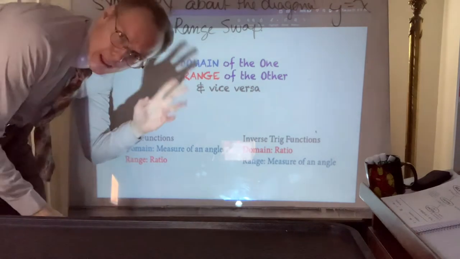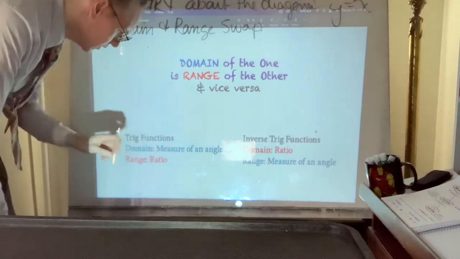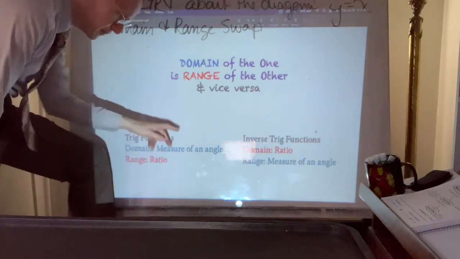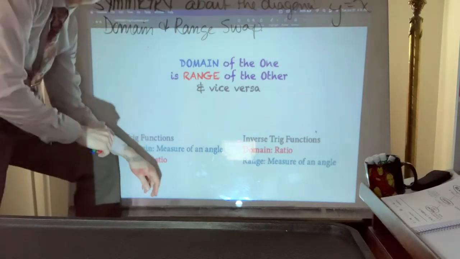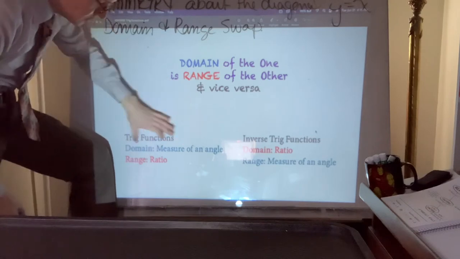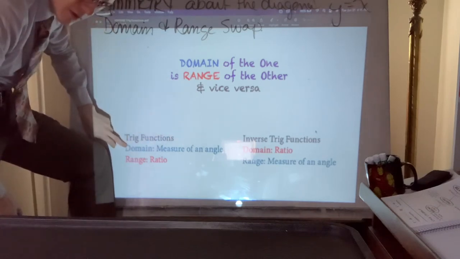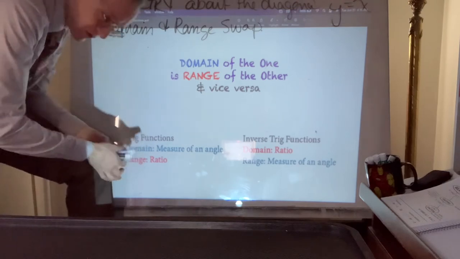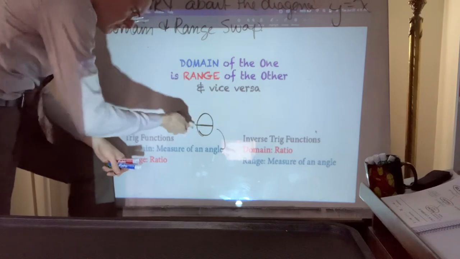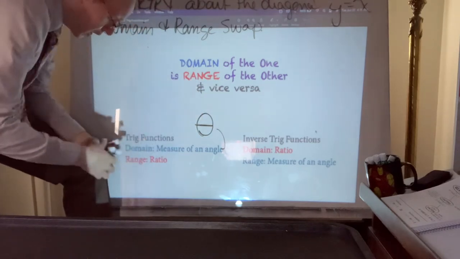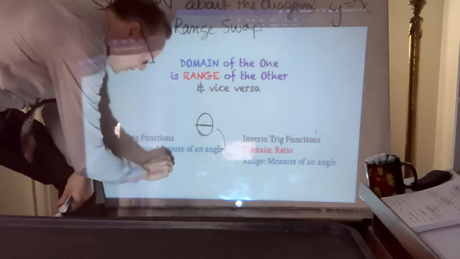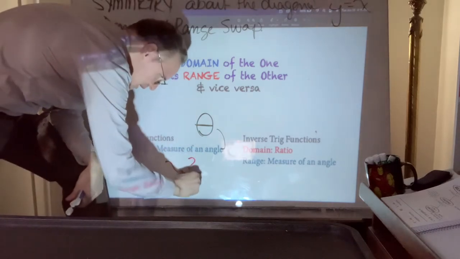What you want to train yourself to look for is to think about things in terms of the input and the output. The measure of the angle is normally what the domain would be, so you'd see a theta of some sort. This textbook uses t's instead of theta, I don't know why. And the range, which is normally the output, is a ratio. So what is a ratio? It's a glorified fraction, normally.